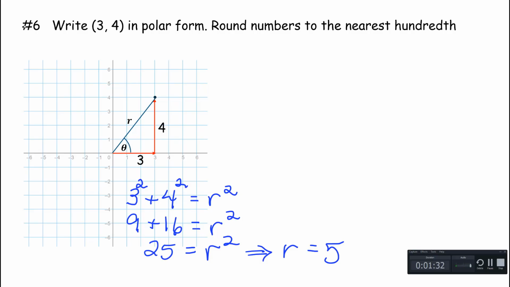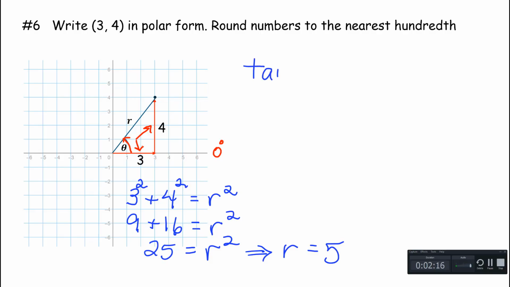Now we need to find theta. This is our angle of rotation. We're going to go from 0 degrees, which starts right here, and then we're rotating counterclockwise to our radius right here. So we have to figure out what that angle is. And to do that, we're going to use tangent because we have opposite. The opposite side is 4. The adjacent side to theta is 3. And so we're going to use that tangent to find theta.